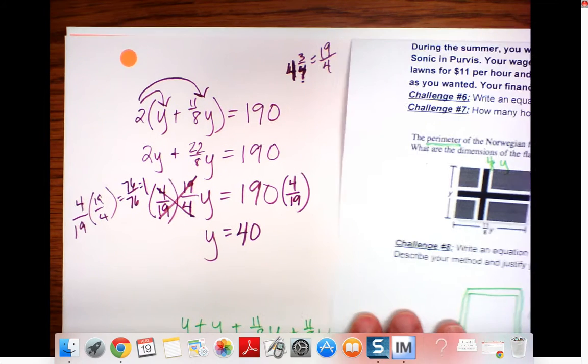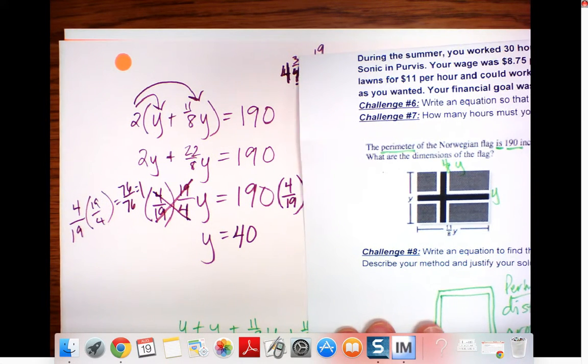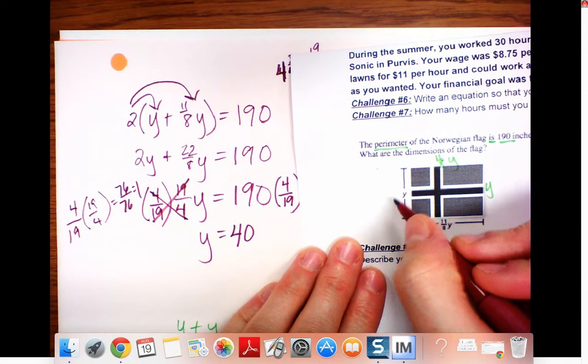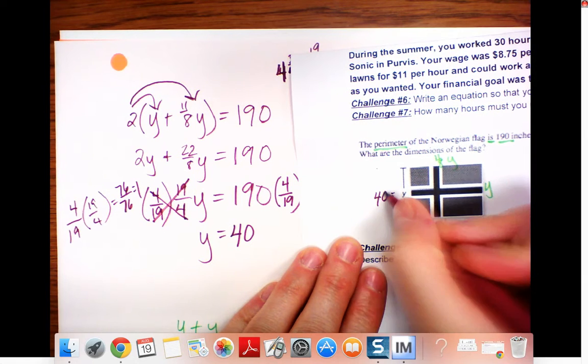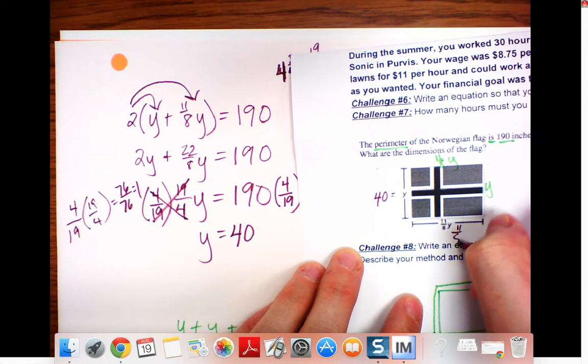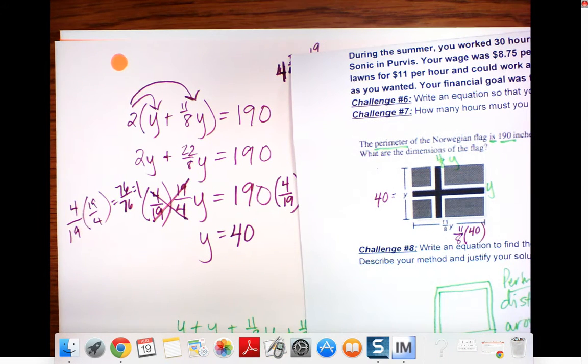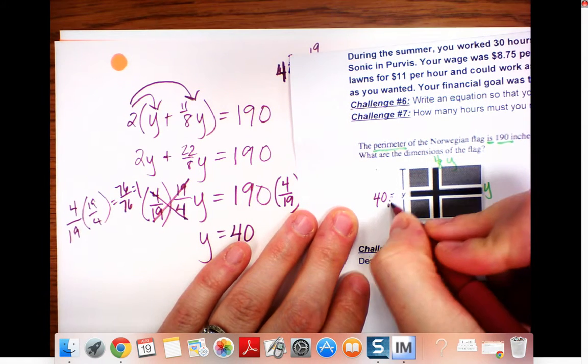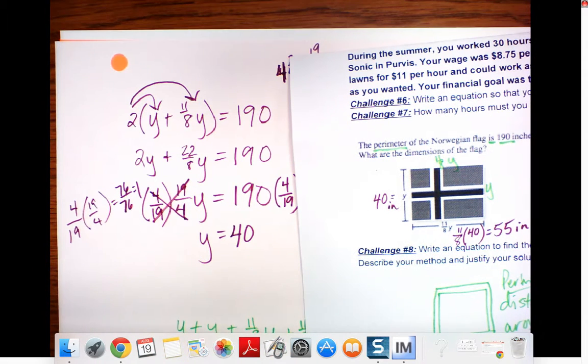And hopefully you'll go back to your picture and see, well, y is 40. So if this is y, then it's 40. And if this is 11/8 y, it will be 11/8 times 40. 11 times 40 divided by 8, it will be 55. And this is in inches. So we have found the length and the width of the Norwegian flag.